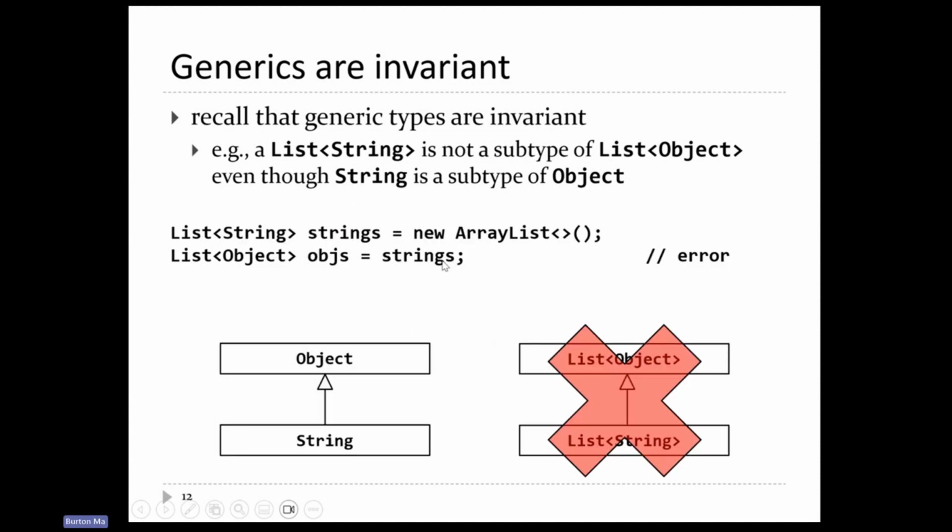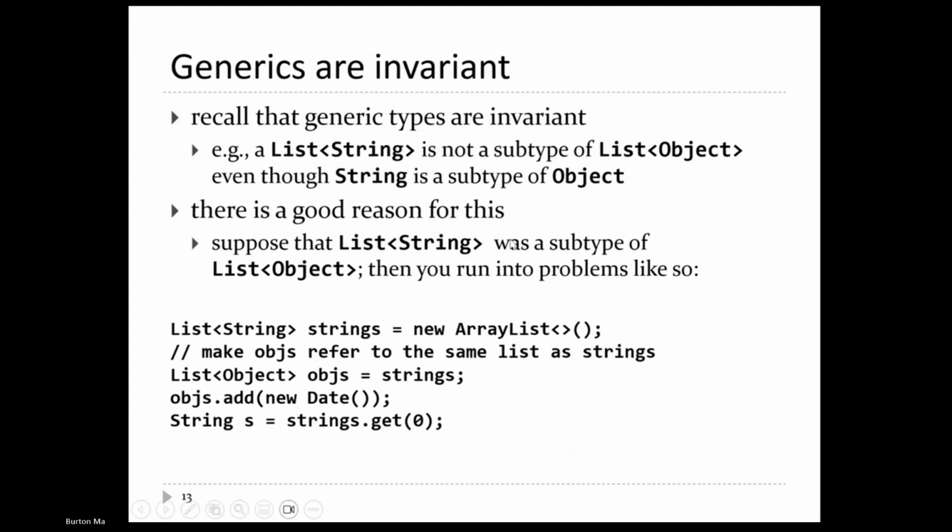Right? And that means you can't write code that looks like this. You can't make a list of strings and store that in a list of objects. The reason for doing this is because you end up in all sorts of funny problems if this was allowed to happen. It's the same problem that you run into when you work with arrays, right?